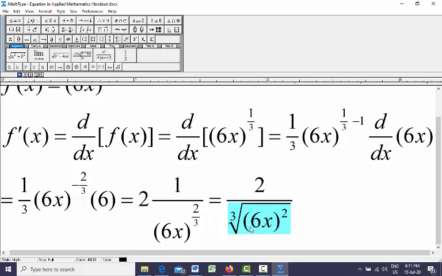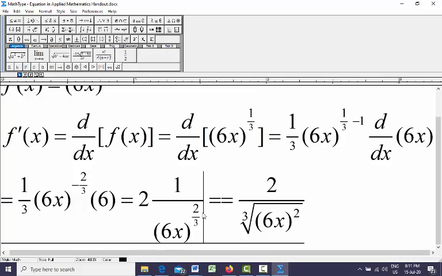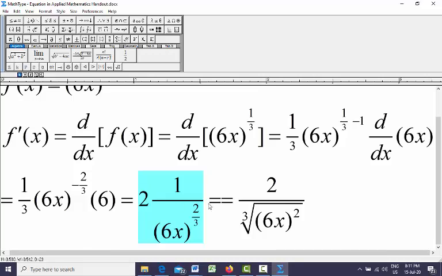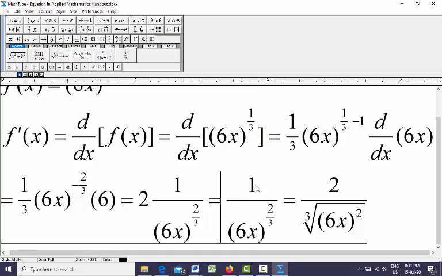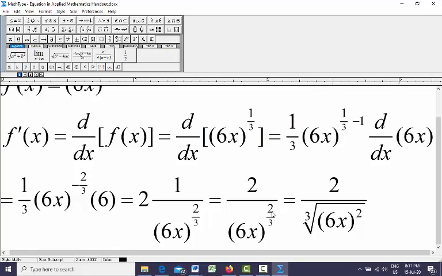Why? Because this 2, let me write another step here so that you get a clearer picture. So here, this 2 I will write it here. This 2 by 3 can be written like this.